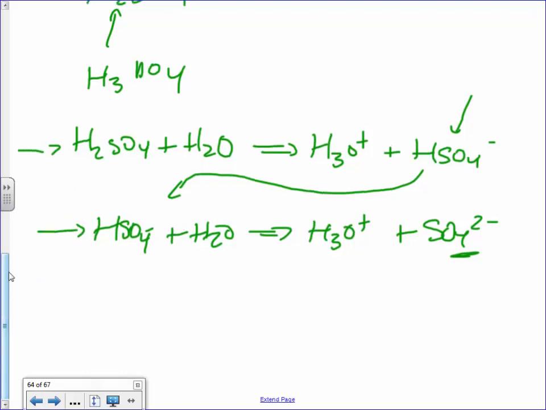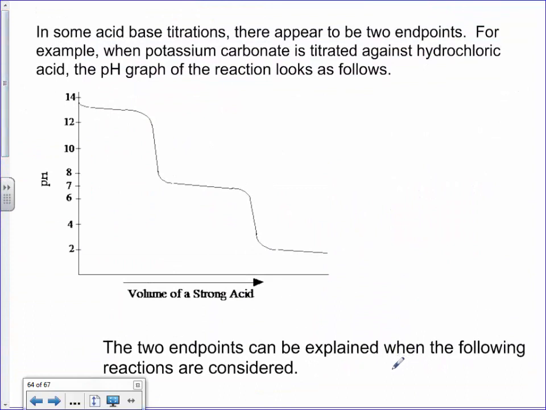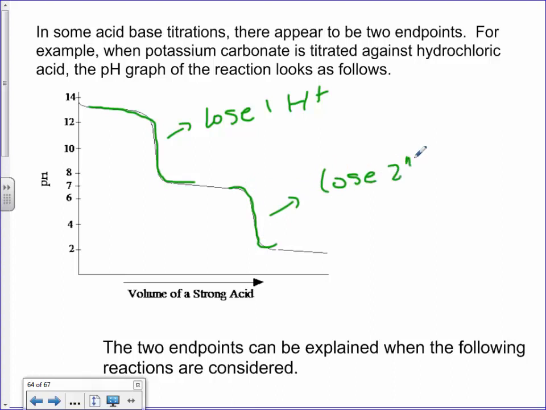If there's two equations that can occur, you can sometimes have a graph that looks like this, where you have two endpoints. Here is the first endpoint, where, if you're adding an acid, you're going to lose one of your hydrogens. And then here would be the point where you lose your second hydrogen. Does that make sense? Like you have two reactions occurring. So polyprotics actually can have some weird different graphs.